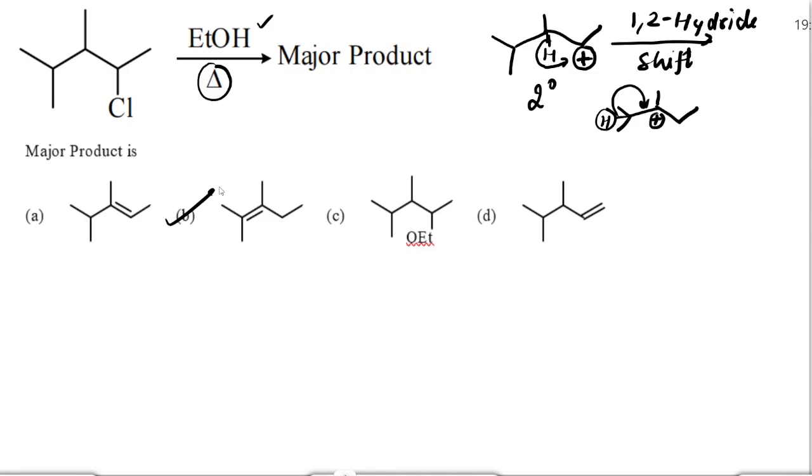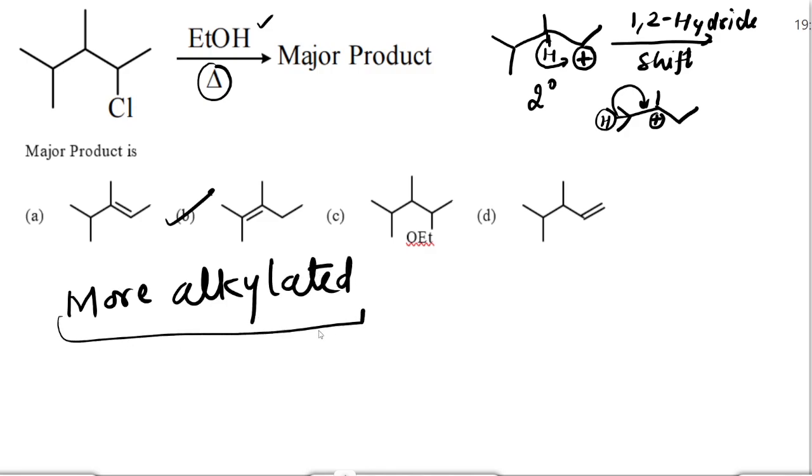Yes, because the alkene formed should be more alkylated, and it has 3, 3, 3 and 2, total 11 alpha hydrogens. More the number of alpha hydrogens, more stable is the alkene. In this case, there is only one alpha hydrogen.